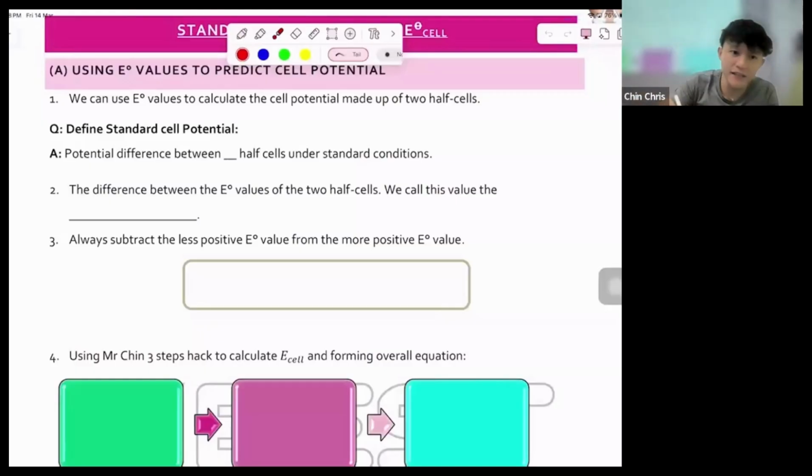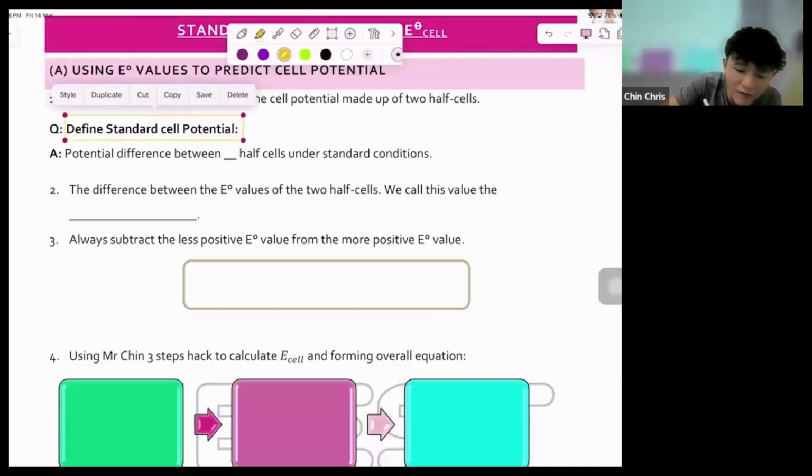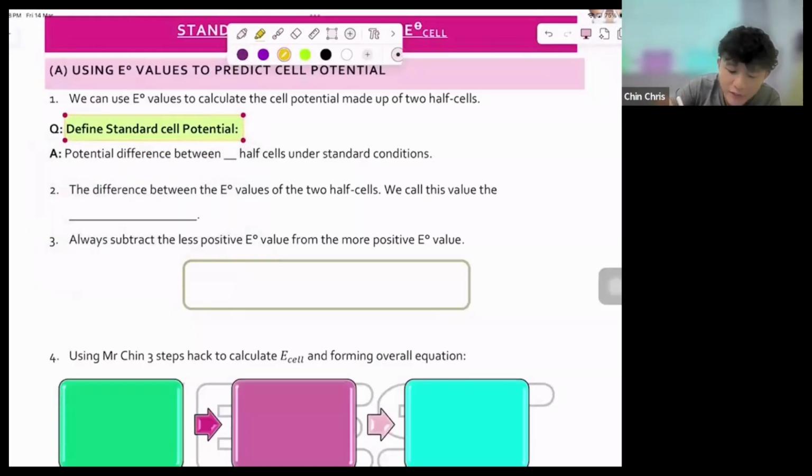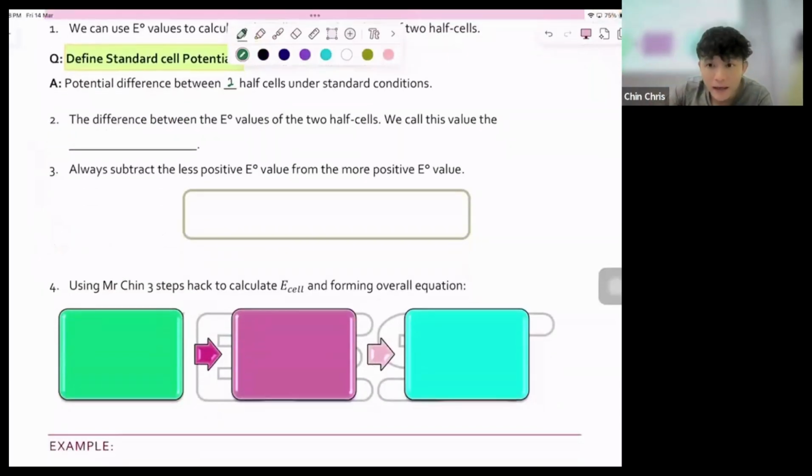Alright guys, now let's look at your E cell potential. So guys, how do you define cell potential? First, you need to know the definition. The definition stands for the potential difference between two half cells under standard conditions. And guys, the difference between the E naught values of two half cells, we call it the cell potential.